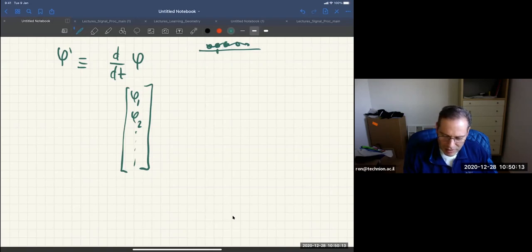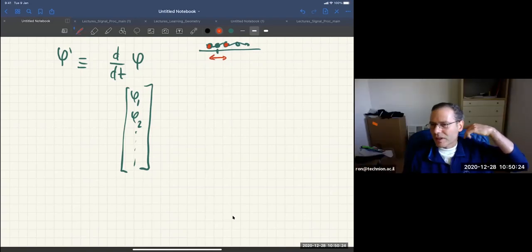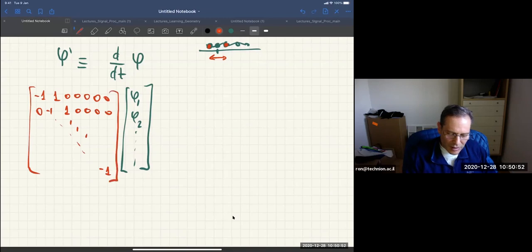What I would do is subtract this value from that value, and divide by the distance between them. You agree with me that this would be a derivative? Yes. Okay, so this would be an approximation of a derivative. So let's do this approximation. I would have minus one and one here and zero at the rest, and minus one and one and zeros at the rest, minus one along the diagonal and one along the off diagonal. And here I should also have assumed that the distance between these two is h, so I should have one over h here. So this would be an approximation of a derivative.